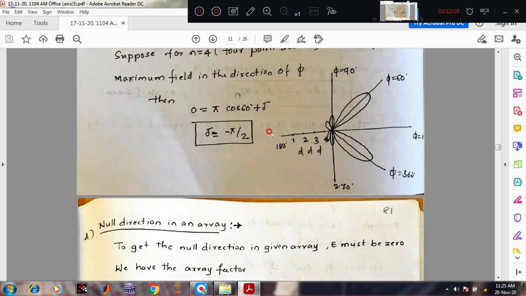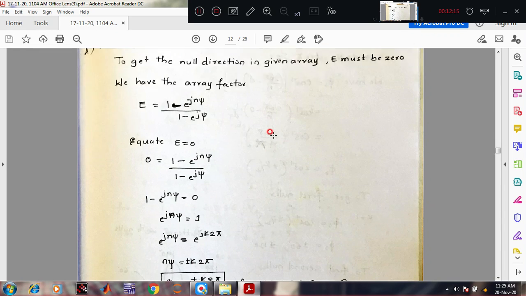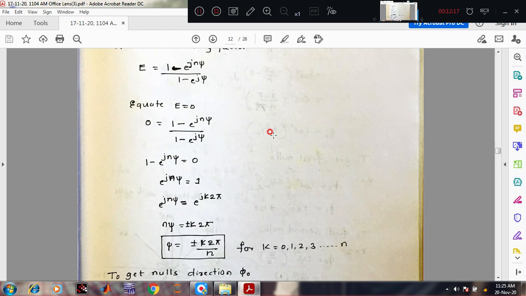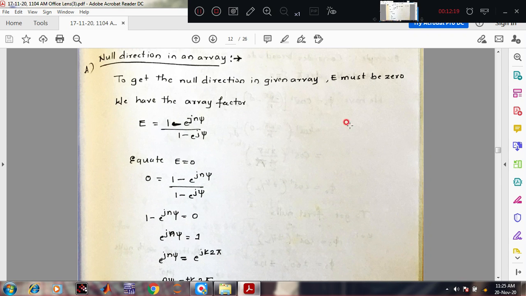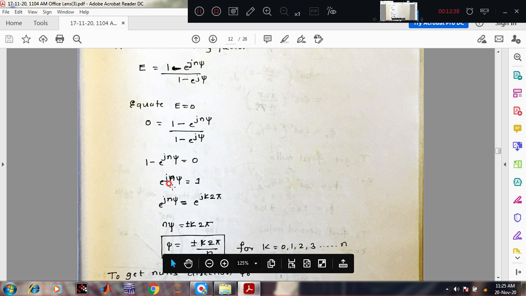Next, null direction in an array. Null direction means, as I have told already, there is no radiation at all. To get the null direction in a given array, E must be 0. Therefore, E is equal to 1 minus e raised to minus j n psi, divided by 1 minus e raised to j psi. E must be equated to 0. So the numerator goes to 0. Therefore 1 minus e raised to j n psi is 0, so e raised to j n psi is equal to 1.